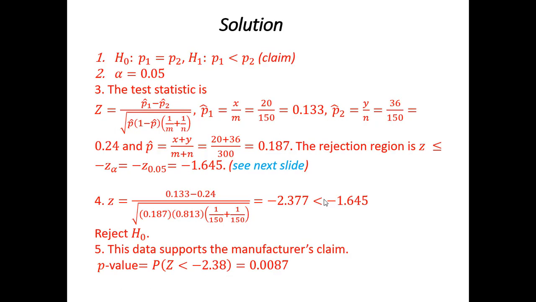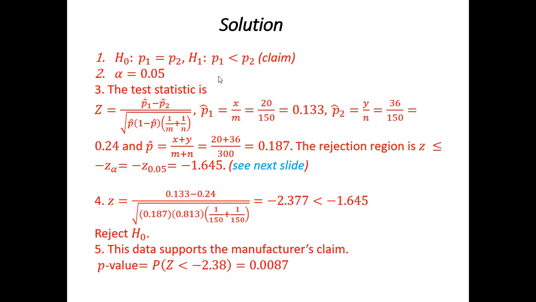All right, so we're going to use our 5-step method. First step, set up the hypotheses. So the null would be that the two proportions are equal. The alternative is that his brand, the person making the claim, is less than the other brand in terms of the proportion that need repairs. So we could label H1 the claim. Alpha is given to be 0.05.